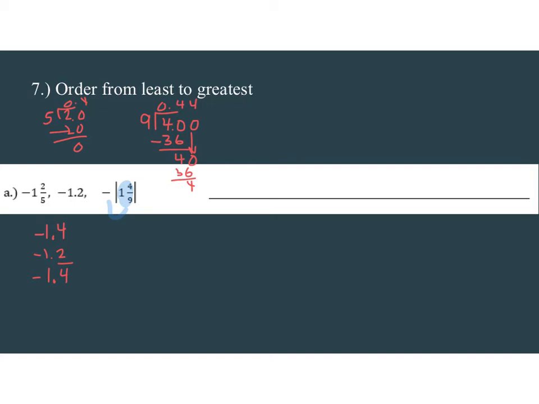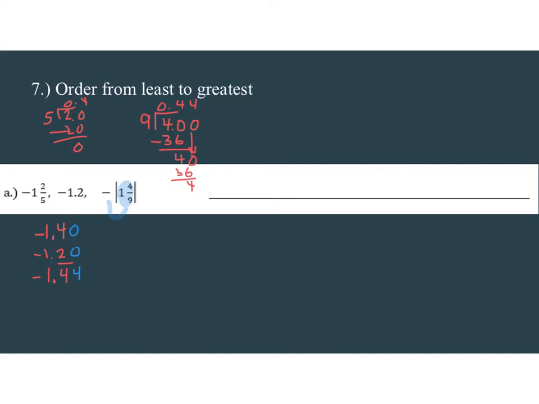So for my first one, if I added another digit, it's going to have to be a 0. For my second one, if I add a digit, it's also going to have to be 0. For my last one, if I add a digit, since it's repeating, it's going to have to be a 4. So that helps us compare a little bit better.